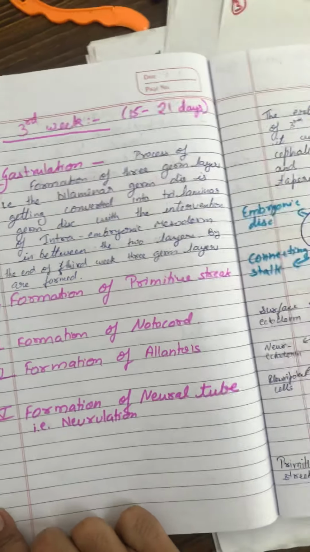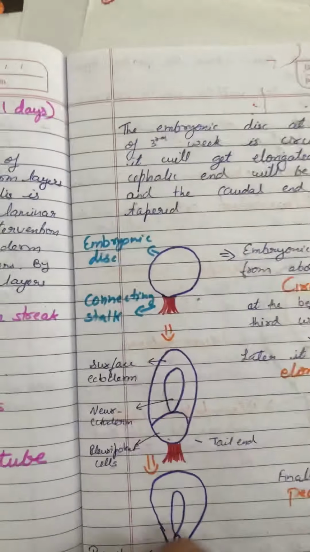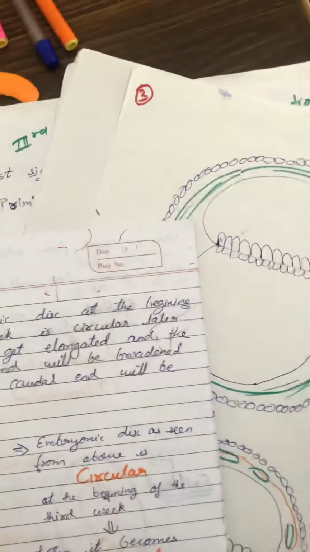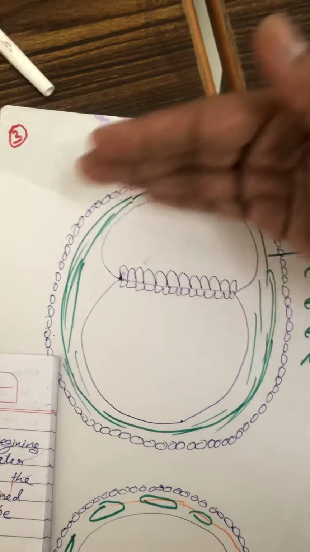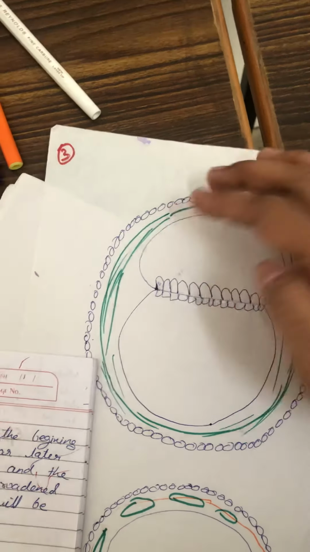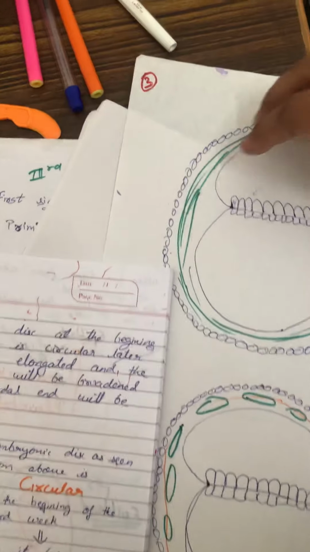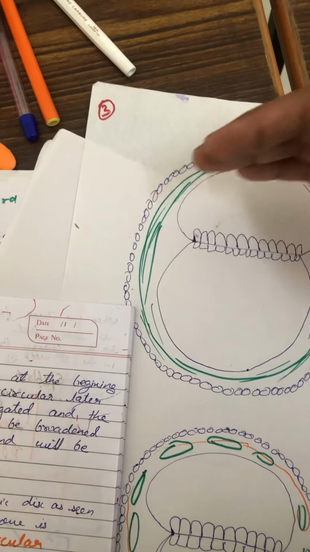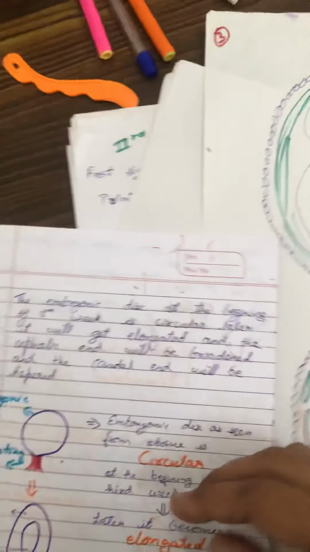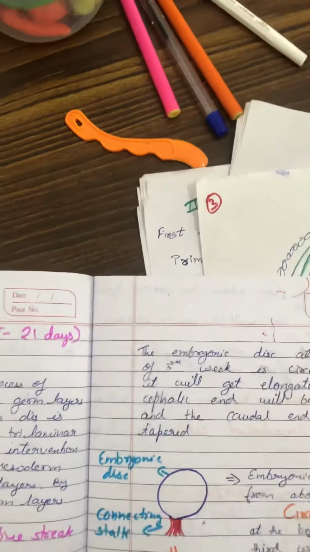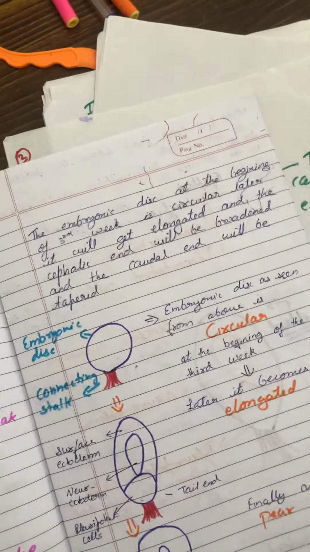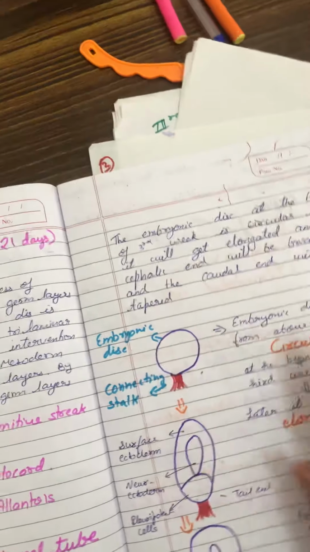So in the beginning of the third week, if we look at the embryonic disc from above, after removing the amniotic cavity, what we will be seeing is that the embryonic disc is circular in shape.